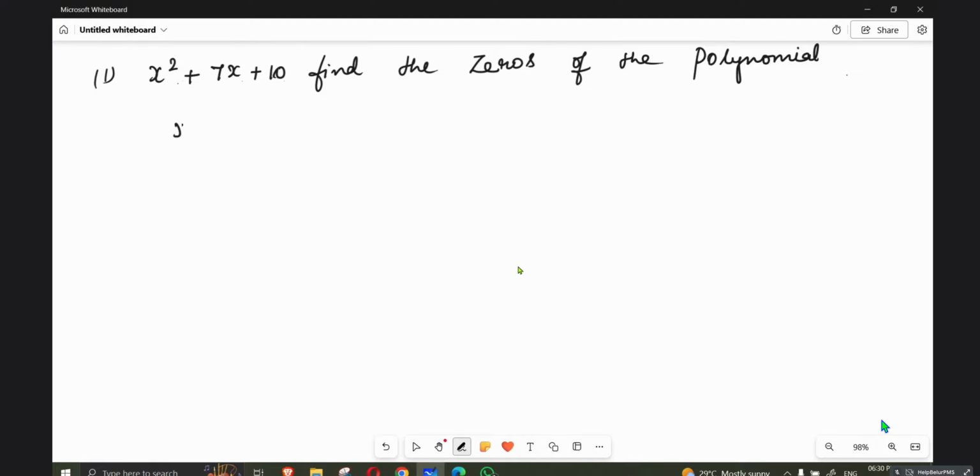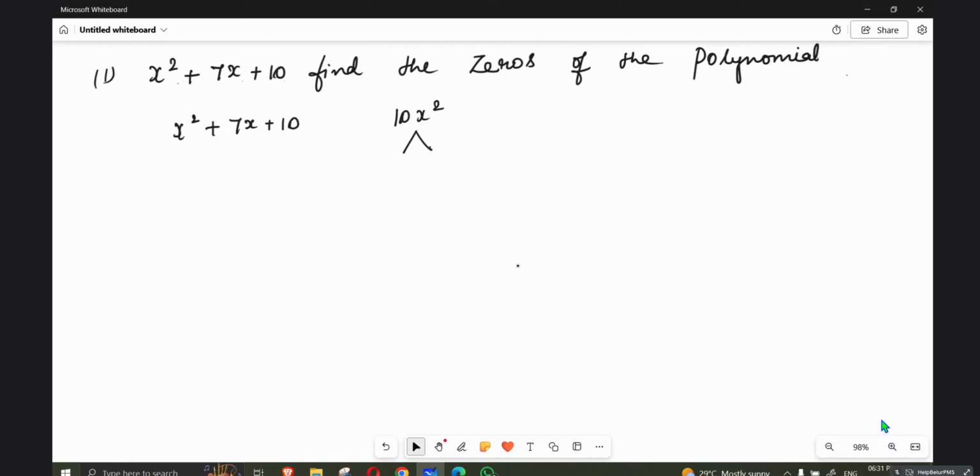Okay. So we have x square plus 7x plus 10. What we will try to do here is middle term splitting. We will split the middle term to find the solution for this polynomial, or finding the zero of this polynomial. Okay. So you have x square here, you have 10 here, right? Multiply the constant and the x square term here. So what you will get, 10x square.